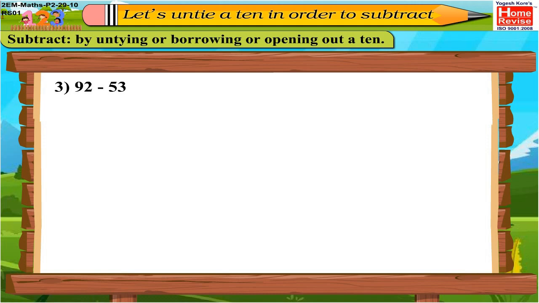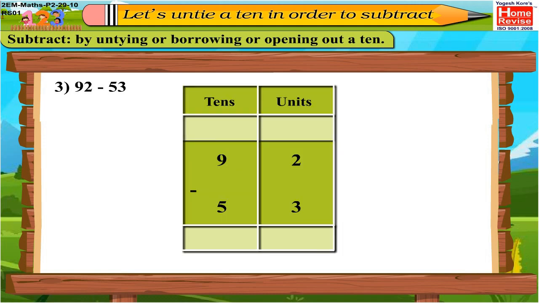3. 92 minus 53. Here we have to subtract 5 tens, 3 units from 9 tens, 2 units. As we cannot subtract 3 from 2, we have to untie 1 ten. Therefore, 9 tens, 2 units can be written as 8 tens, 12 units. Now, under units place, 12 minus 3 is equal to 9 units. Write 9 in units place.